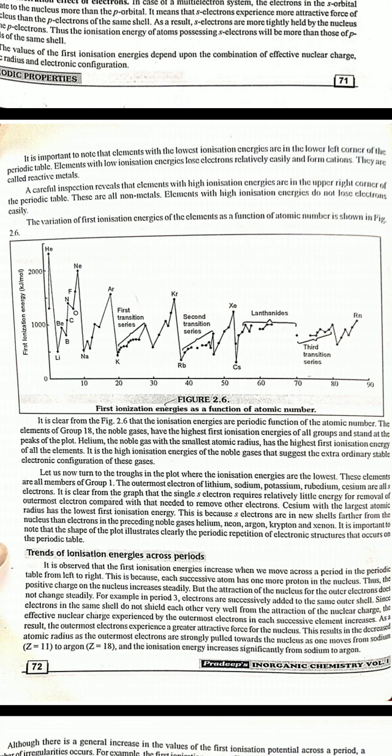A careful inspection reveals that the elements with the highest ionization energy are in the upper right corner of the periodic table. They are the non-metals. Elements with a high ionization energy do not lose electrons easily.